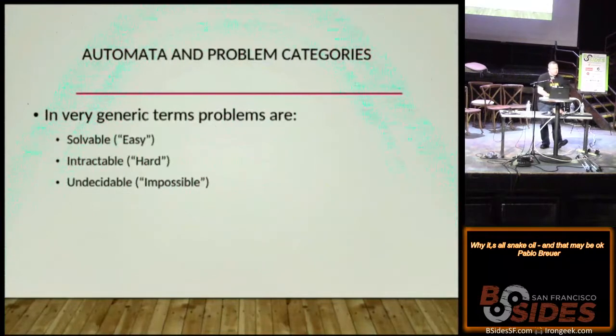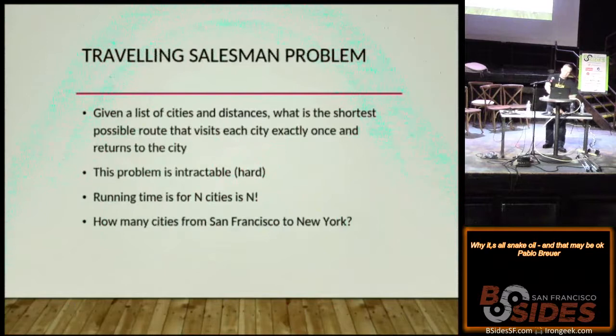So in very generic terms, automata splits problems into three categories. They're either solvable, easy, intractable, meaning that they're hard and we have to make a lot of assumptions, or they're undecidable and therefore impossible. You will never, ever, ever be able to solve these problems with a computer. They're just not capable. So let's talk about an intractable problem.